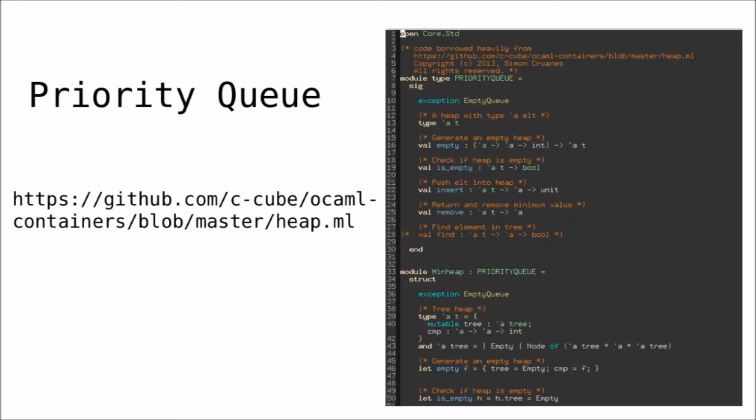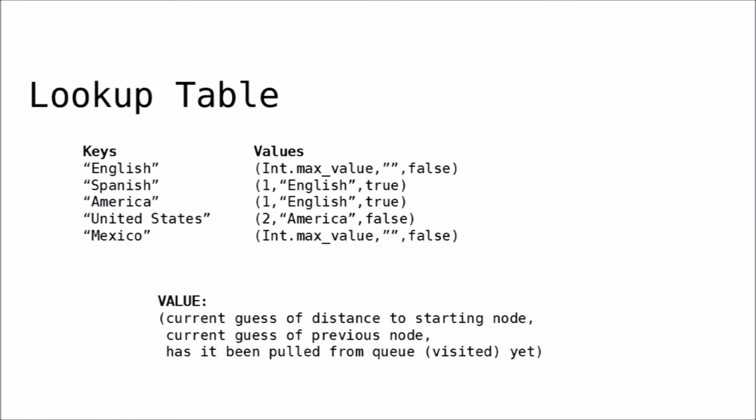Dijkstra's algorithm requires a priority queue, which we implemented using an imperative binary min heap. This min heap used a splay tree, which means recently accessed elements are easy to access again. Code was inspired by code from Simon Cruanes on GitHub, found at the link here and also down below in the description. We also used the Map.Make functor to create a lookup table that for each page stores the current guess of distance to the starting node, the current guess of the previous node, and whether the page has been pulled from the queue or visited yet.